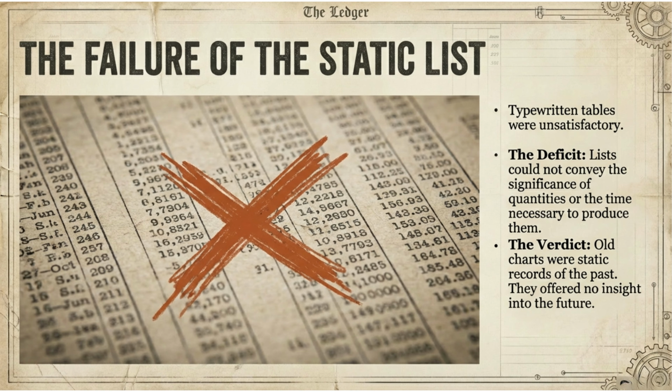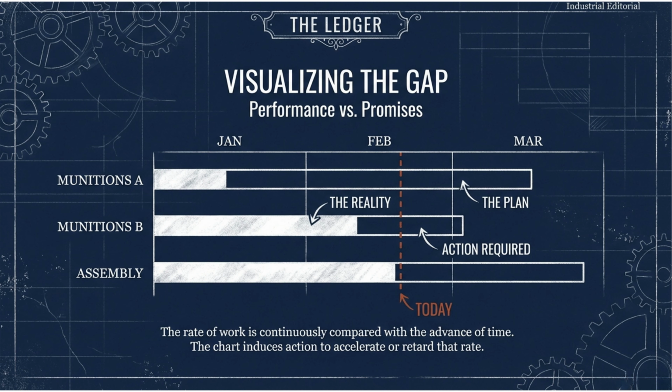What was needed was something dynamic. Something that compared reality to expectation in real time. Something that screamed, "Take action here." And that's exactly what he built. And here it is, the original Gantt Chart concept applied to wartime munitions production. Look at what you see on this slide. 3 activities: munitions A, munitions B, and assembly. Each one has 2 bars, a lighter outline bar showing the plan, and a solid filled bar showing the reality, and a dashed vertical line showing where today is.